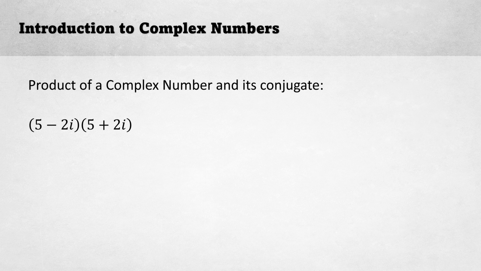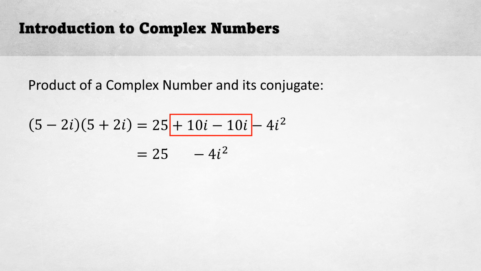Following the complex number 5 minus 2i and its conjugate 5 plus 2i, we get 25 plus 10i minus 10i minus 4i squared. 10i and negative 10i cancel each other out, and we get 25 minus 4i squared. We know that i squared equals negative 1. So replacing i squared with negative 1 and simplifying, we get 29. Note that the product of a complex number and its conjugate results in a real number.